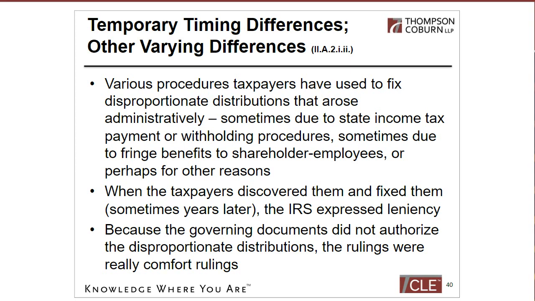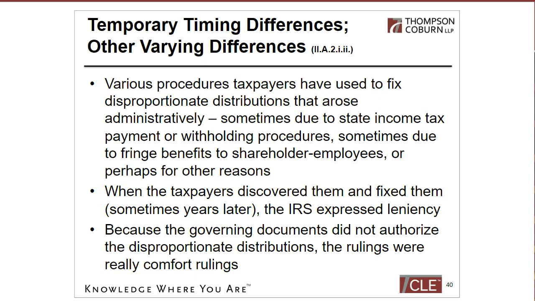So sometimes these state income tax withholding items might cause disproportionate distributions. Sometimes there are fringe benefits to the shareholder employees. And maybe throughout the year they get their fringe benefits, and you don't count that as W-2 income, and so you're going to have those be deemed distributions. So there are several different reasons why you might have, basically throughout the year, disproportionate distributions, and then the taxpayers later discover them and fix them.